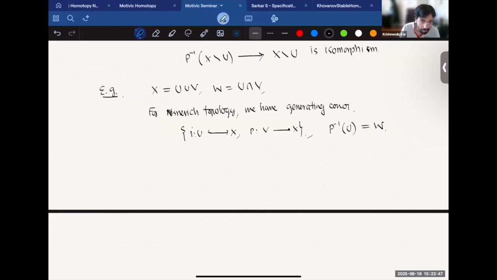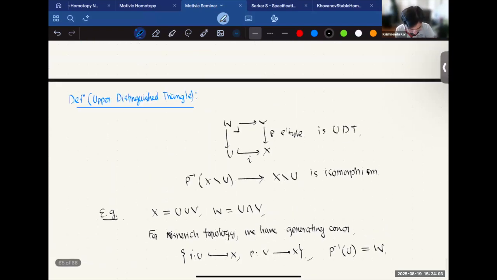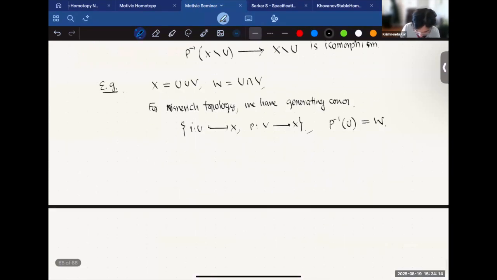And what's special about them? If you're talking about representable spaces, these upper distinguished squares, not triangle, square, which is a pullback square, turn out to be a pushout square as well. That's the next level.